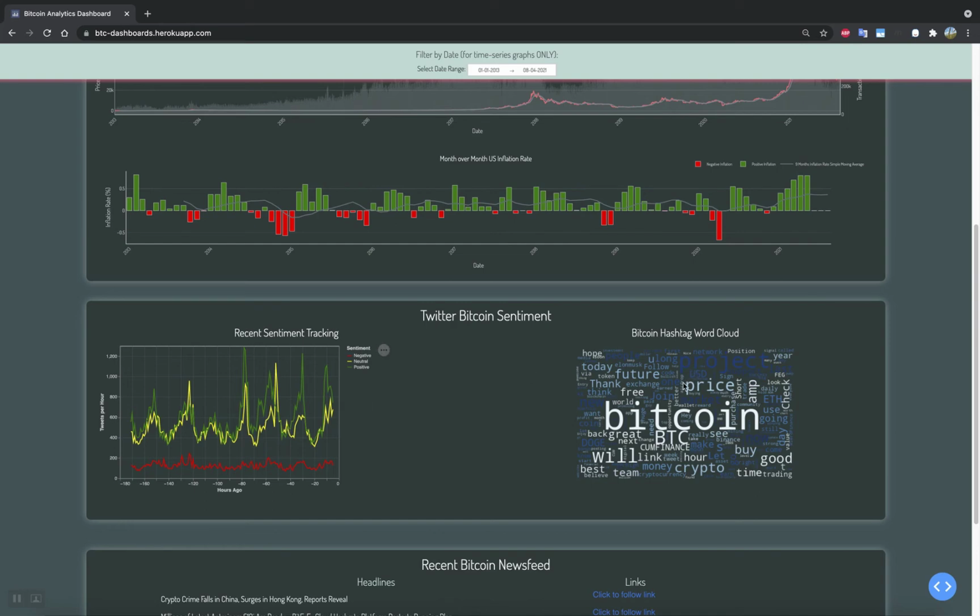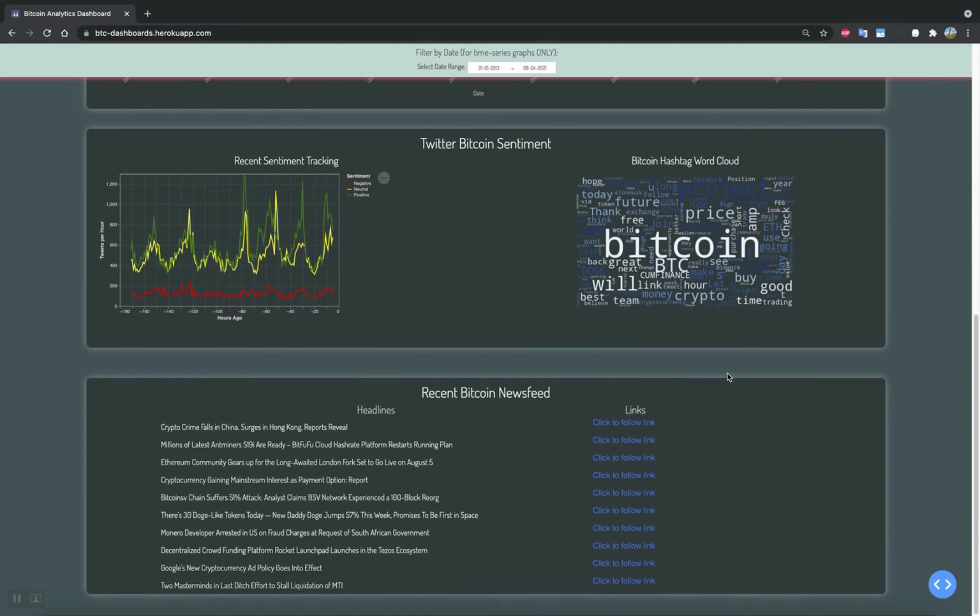We also have a Bitcoin hashtag word cloud here. This is just over those tweets and shows the frequency of the words. The larger the words you see in the word chart, the more frequently it was mentioned inside of the tweets.